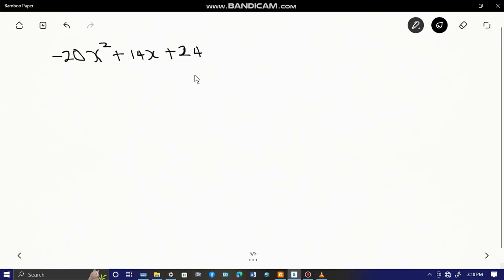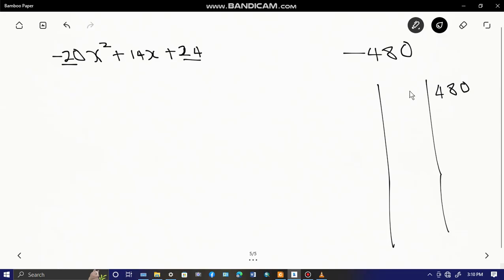We will multiply the first and last terms. This will give us negative 480. Then the factors must add to a positive 14. To find those factors, I have to use this 480.